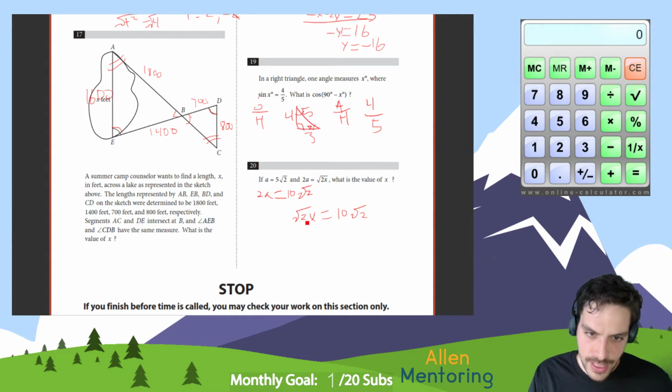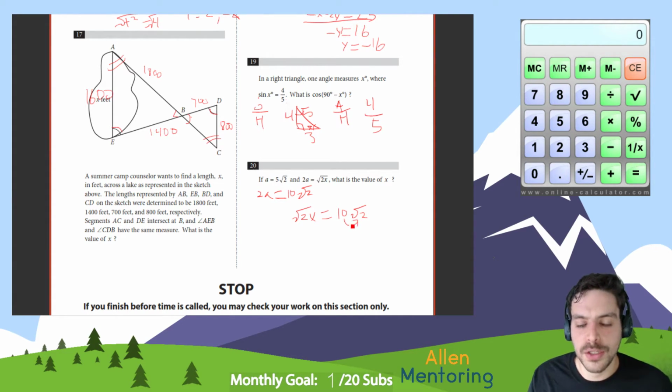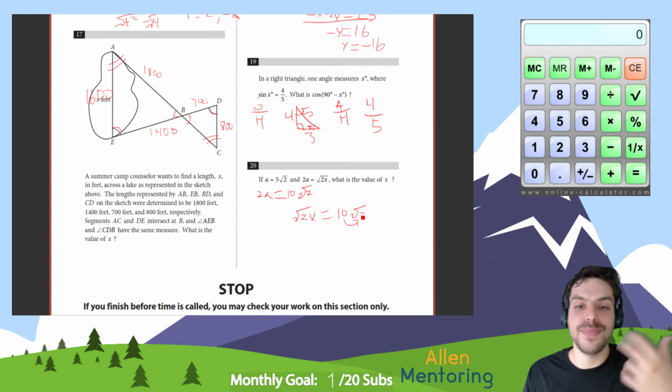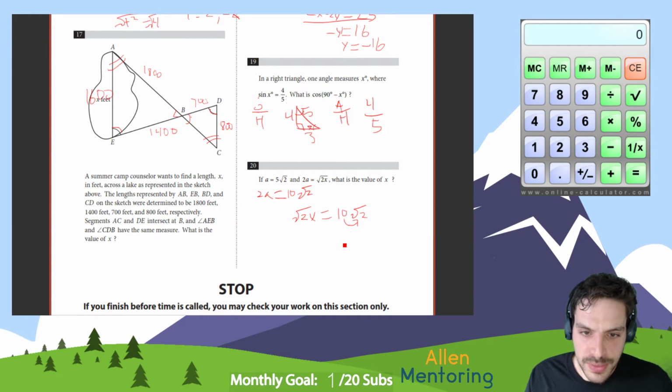Well, what gives? How do we actually find out? How do we turn this into something that looks like this? How do we put a number on the outside of a root back inside? The way that you do that is you square it. So if you want to put 10 inside of the root, you have to square it first and then multiply by 2. So in this case, it's going to be 100 times 2. So this is going to be equal to root 200.